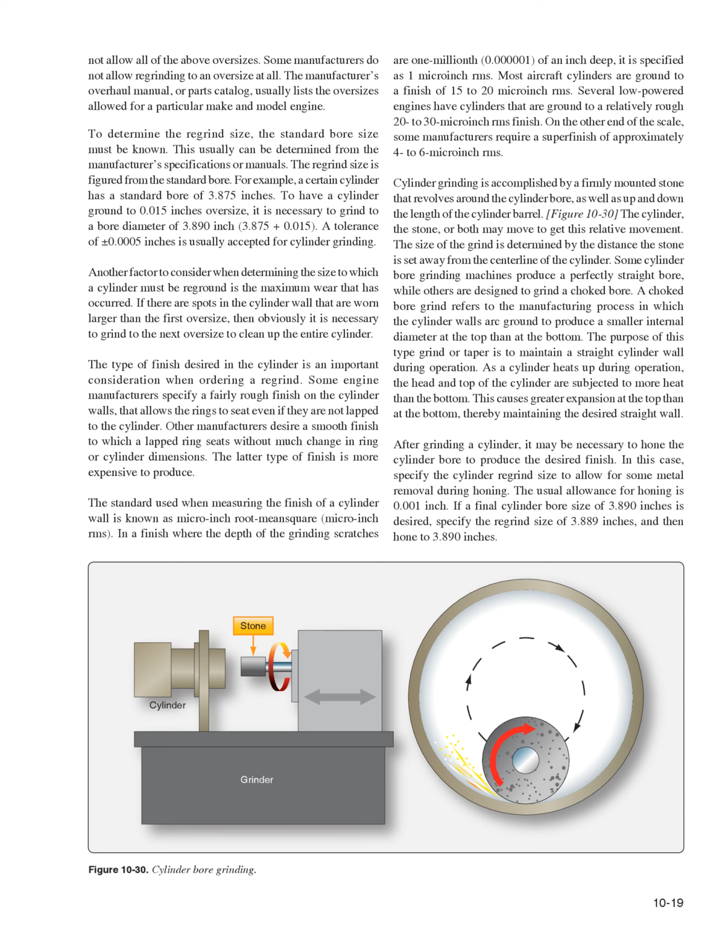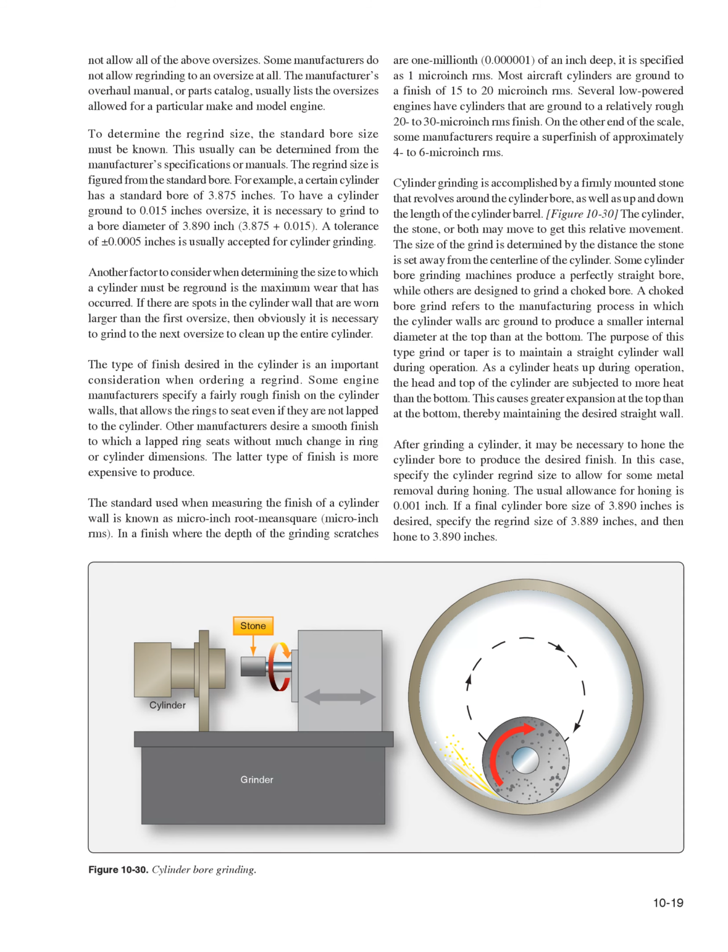The standard used when measuring the finish of a cylinder wall is known as micro-inch root mean square, micro-inch RMS. In a finish where the depth of the grinding scratches is 1 millionth, 0.000001 of an inch deep, it is specified as 1 micro-inch RMS. Most aircraft cylinders are ground to a finish of 15 to 20 micro-inch RMS. Several low-powered engines have cylinders that are ground to a relatively rough 20 to 30 micro-inch RMS finish. On the other end of the scale, some manufacturers require a super finish of approximately 4 to 6 micro-inch RMS.